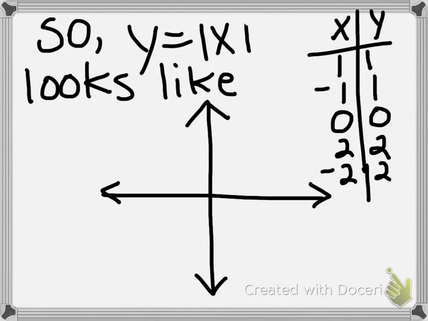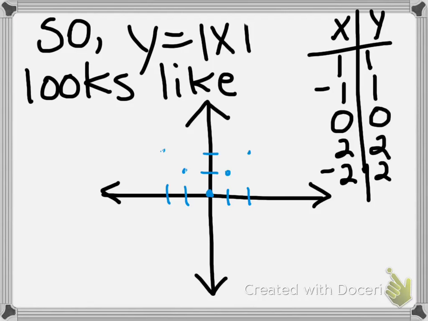So now I'm going to come over to my graph, and I'm going to try to plot these points to the best of my ability. So I've got 0, 0. When x was 1, y was 1. When x was negative 1, y was 1. When x is 2, y is 2. When x is negative 2, y is still positive 2. Right there.